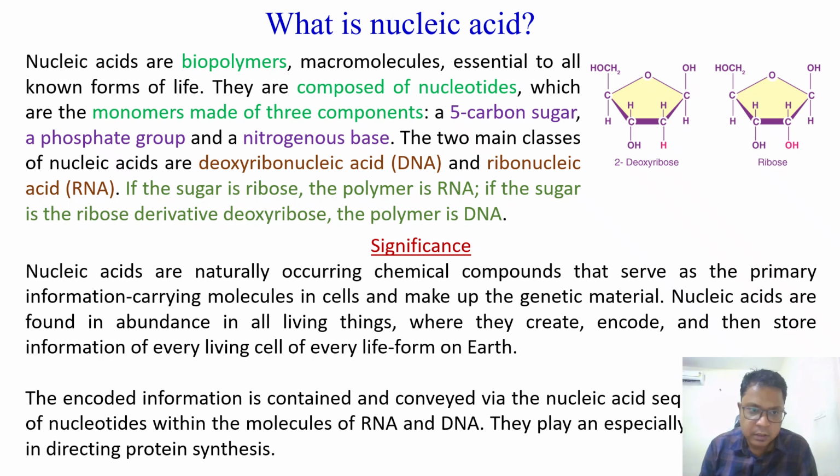So what is the significance? Nucleic acids are naturally occurring chemical compounds that serve as the primary information-carrying molecules in cells and make up the genetic material. They are found in abundance in all living cells, where they create, encode, and store the information of every life form on earth. The encoded information is contained and conveyed via the nucleotide sequence within the molecules of RNA and DNA. They play a very important role in directing the synthesis of protein.